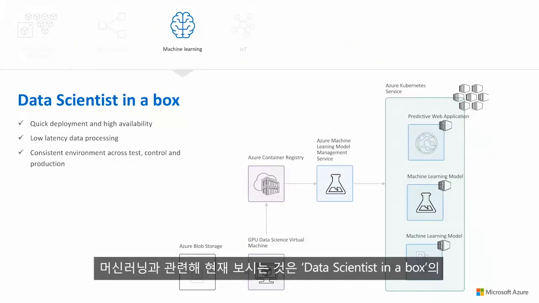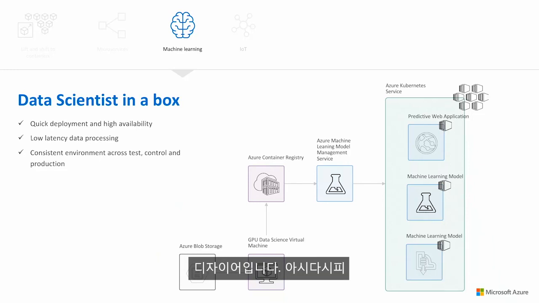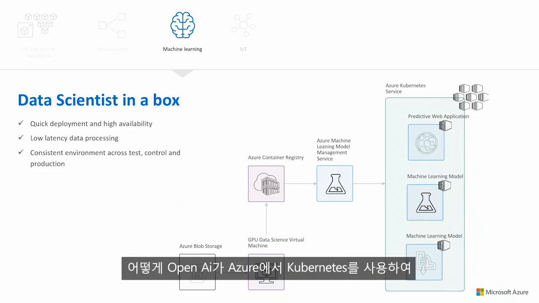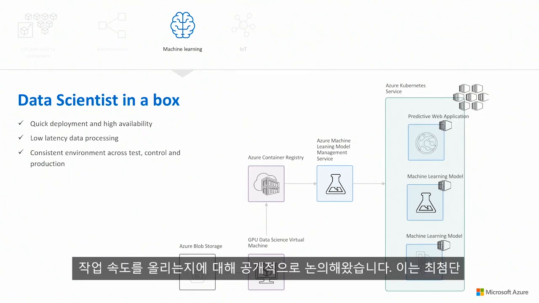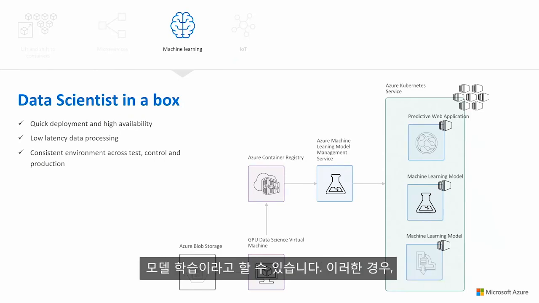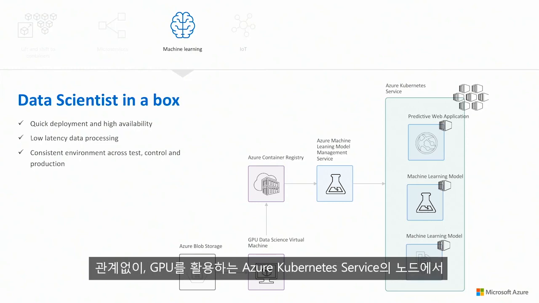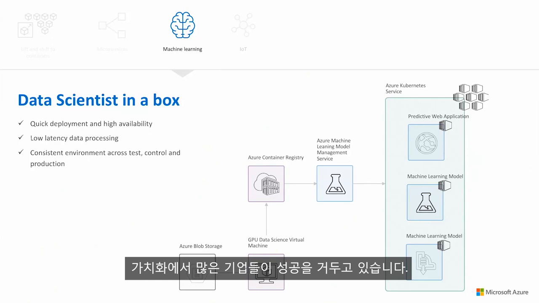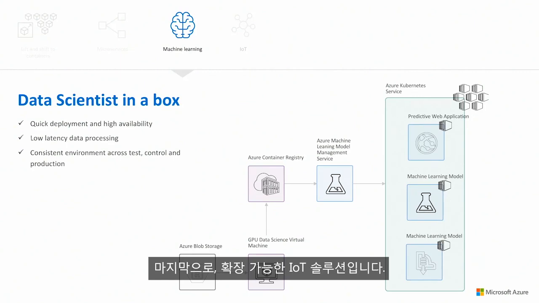For machine learning, what we're seeing is really this desire for a data scientist in a box, right? We've had a lot of public discussions about how OpenAI is using Kubernetes on Azure to accelerate what they're doing, which is really cutting edge model training. Whether you're using TensorFlow or some other solution, being able to run that across a pool of nodes in Azure Kubernetes Service that leverage GPUs and related hardware advancements to really burn through these model trainings is something that we're seeing a lot of customers finding success and value in.